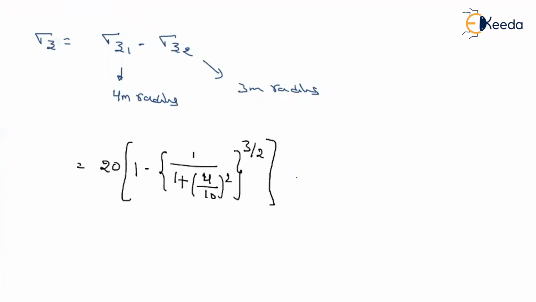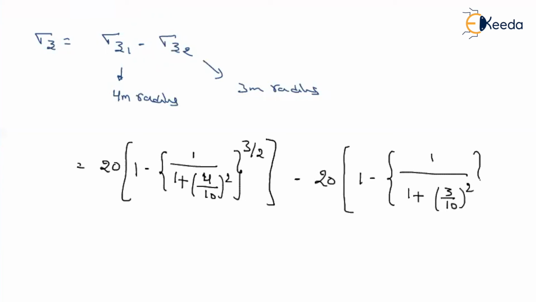From this we have to subtract the 3 meter diameter area. So again, 20 into 1 minus 1 divided by 1 plus, what is the radius in the present case? 3. (3 divided by 10) whole square, whole to the power 3 by 2. So if you solve this equation, you will get the stress below this hollow circular loaded area as 1.56 kilonewton per meter square.